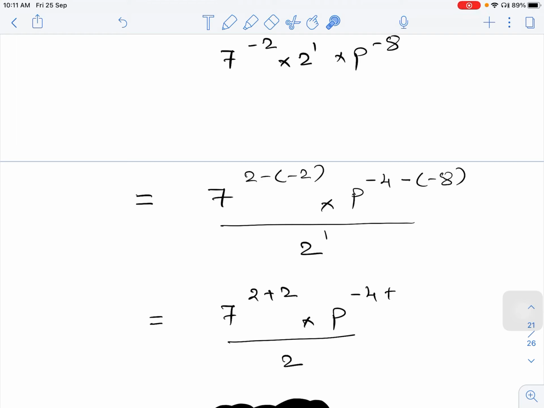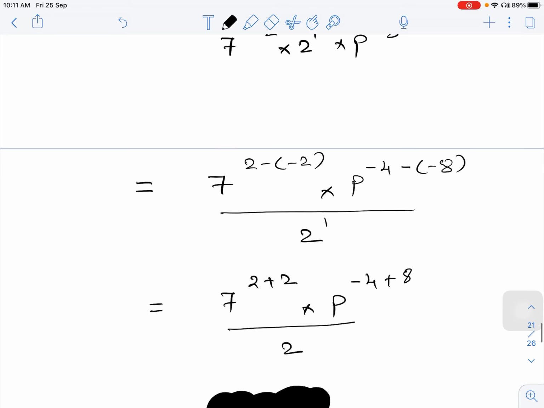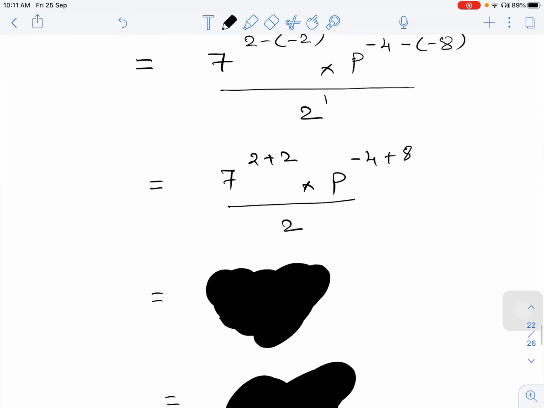Then what you will get, 2 plus 2. Now here minus 4 as it is, now plus, this minus minus will become plus, so here you will get 8. Okay, then the remaining as it is.